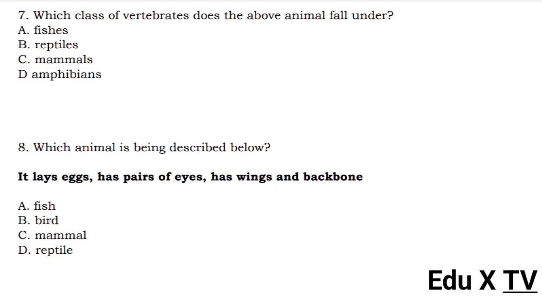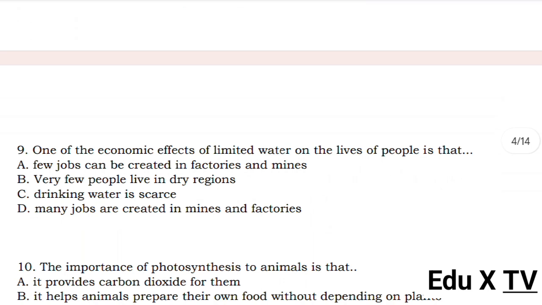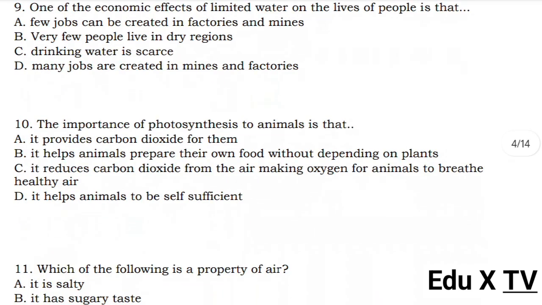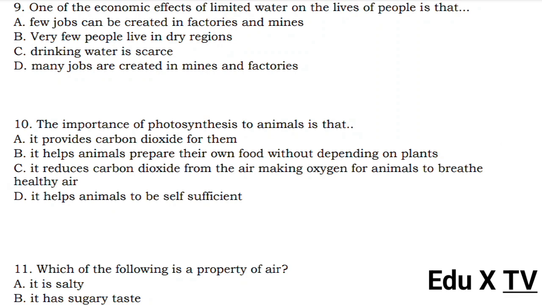It lays eggs, has pairs of eyes, has wings and backbone. Answer B. Number 9, one of the economic effects of limited water on the lives of people is that... Answer A. Number 10, the importance of photosynthesis to animals is that... Answer C.